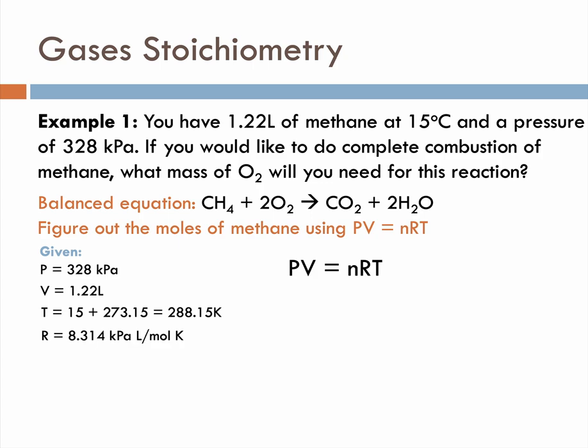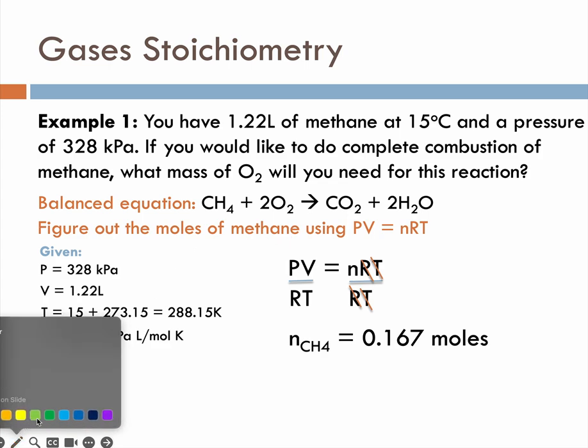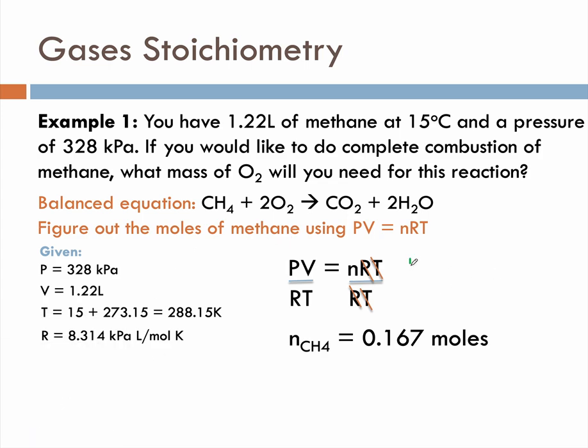So here's our equation, PV equals nRT. We need to rearrange this for n. So I can divide both sides by RT, cancels out my R, cancels out my T, and I've got a nice equation for n. We're going to be plugging in all those numbers. I can just show you what that looks like all plugged in so you can see those steps. So moles is equal to the pressure, 328 kilopascals, multiplied by the volume, which is the 1.22 liters, and all divided by RT.